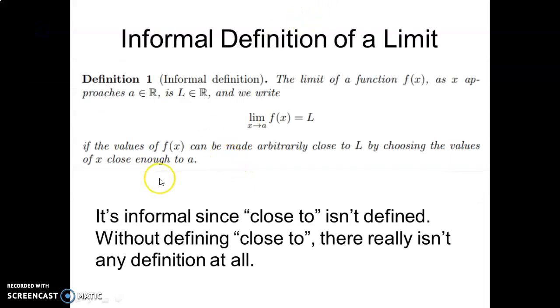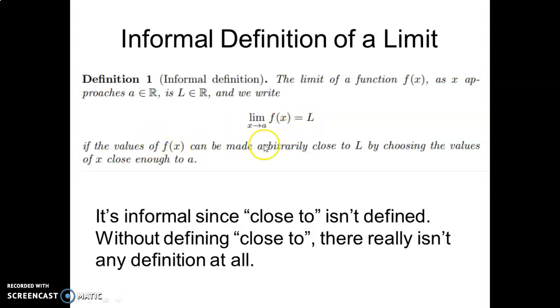Alright, so here is the informal definition of a limit. Basically, you have some function f of x. X is approaching a, and a is a member of the real numbers. So basically, a is some number, okay? And L is some number. We can write this, okay? So as x goes to some number on a function, then the y value goes to L, okay?